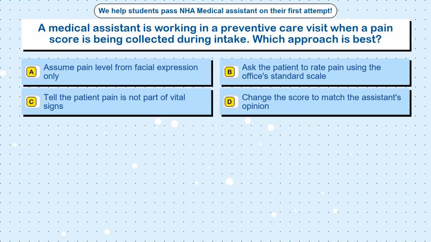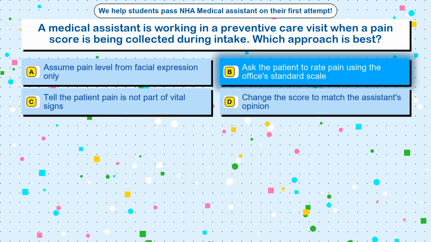Question 46. A medical assistant is working in a preventive care visit when a pain score is being collected during intake. Which approach is best? Option A. Assume pain level from facial expression only. Option B. Ask the patient to rate pain using the office's standard scale. Option C. Tell the patient pain is not part of vital signs. Option D. Change the score to match the assistant's opinion. The correct answer is option B.